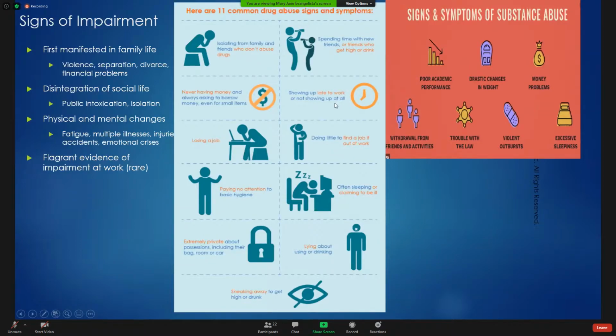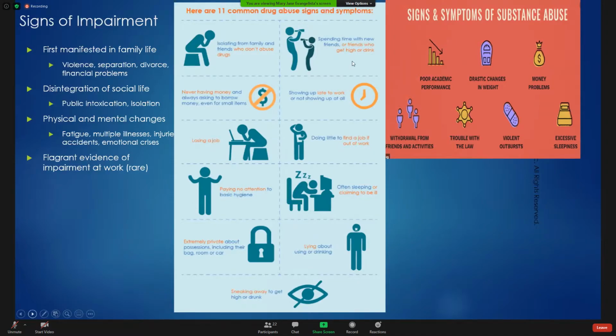Showing up too late to work or not showing up at all. There's something wrong. Doing little to find a job if out of work. Losing a job. Paying no attention to basic hygiene. This is another common sign and symptom. Privacy. Often sleeping or claiming to be ill. Lying about using or drinking. And sneaking away to get high or drunk. Take note of the following signs and symptoms.